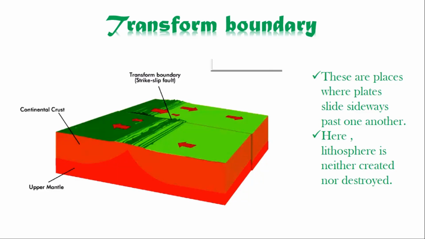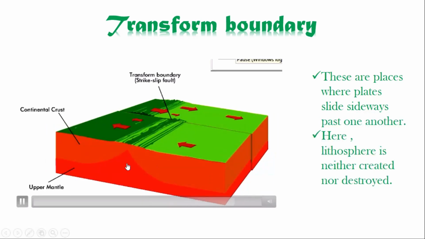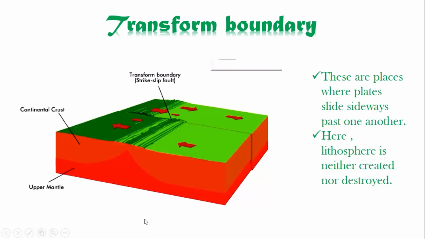Next we move to transform boundary. These are places where plates slide sideways. See, here lithosphere is neither created nor destroyed. Children, although they neither create nor destroy land, they can create earthquakes.